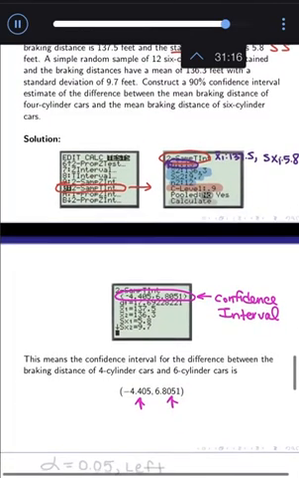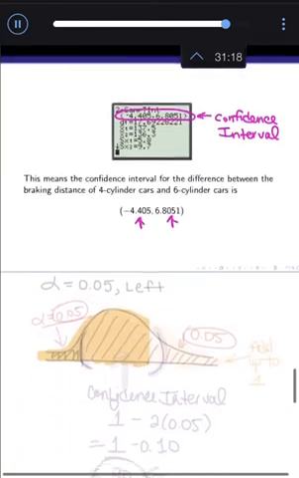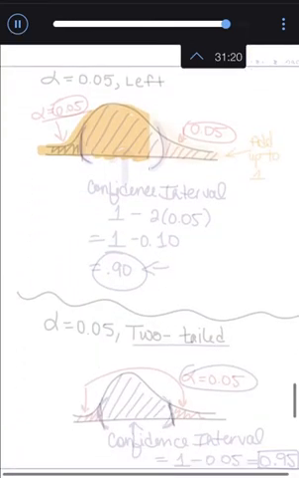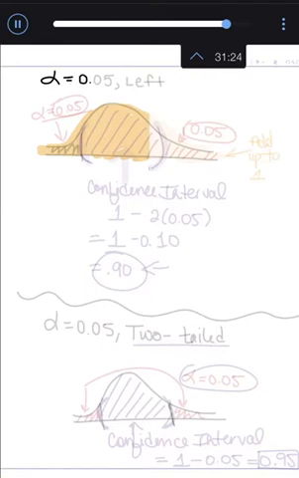Now, I've noticed in the homework, sometimes they do something like this. So just to address this, they'll give you an alpha in part of the problem of, let's say, 0.05, and you'll do a left-tailed test, and then they'll ask you for a confidence interval towards the end, but they won't tell you what your confidence level is. They're actually hinting at it here.